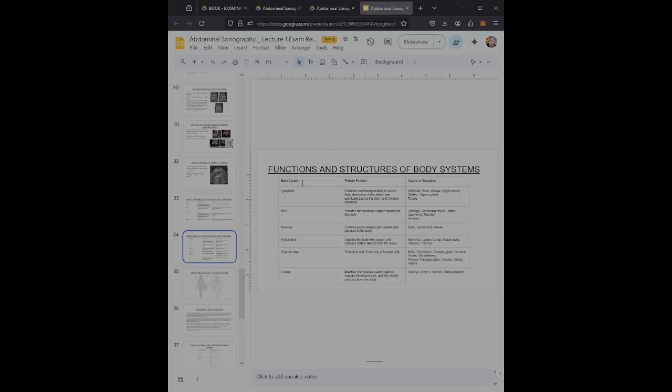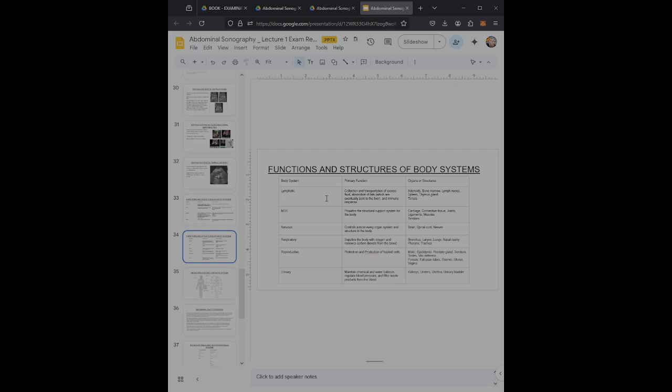We have the lymphatic system, responsible for the transportation of excess fluid and absorption of fats, and it also plays a role in immune response. We have the adenoids, bone marrow, lymph nodes, spleen, thymus gland, and tonsils. These are organs and structures involved with the lymphatic system.